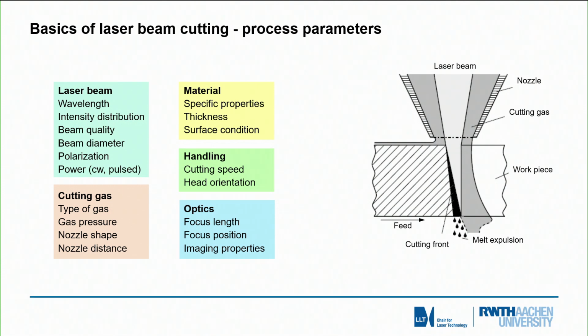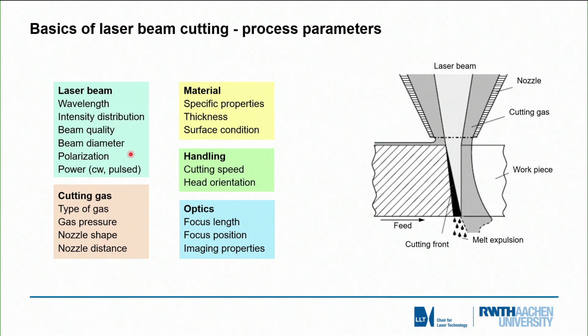If we look at the individual process parameters which influence the process, of course the laser plays a dominant role in terms of wavelengths, intensity, beam quality, beam diameter, polarization, and the laser power, and the question how we apply it time-wise: CW, continuous wave, or pulsed. The cutting gas, of course, is important. It can be inert, it can be reactive.